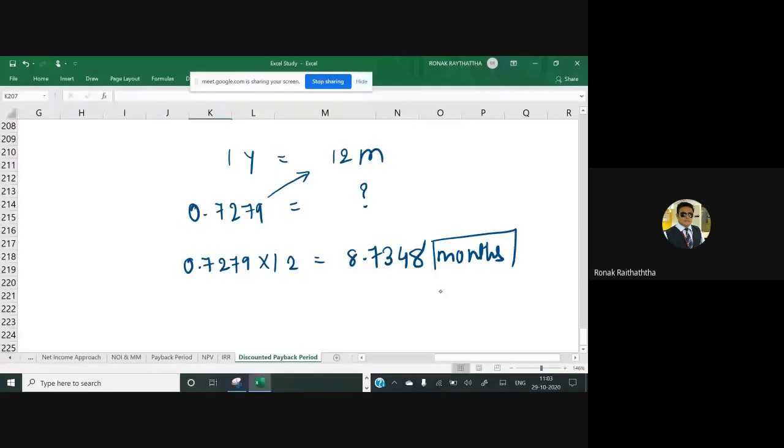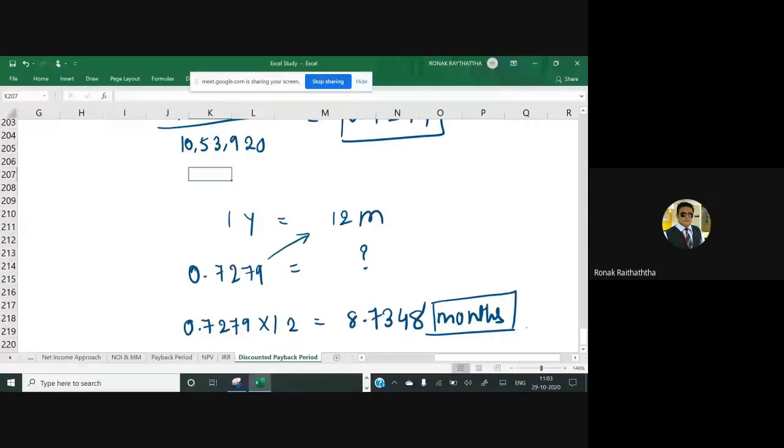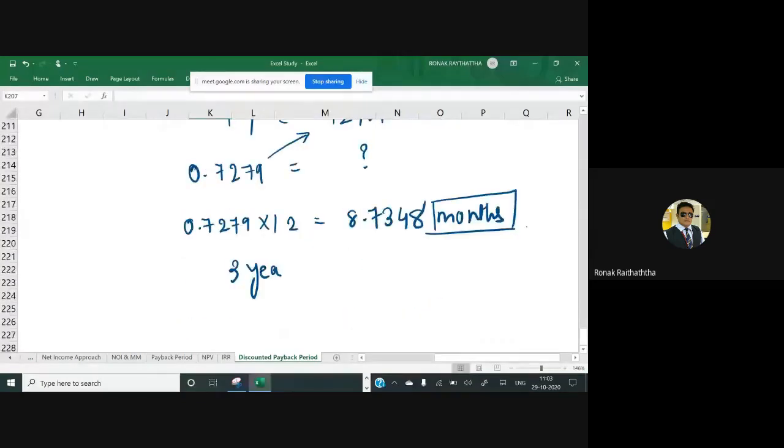So sir, it is something which is more than 3 years. So what is that something? 3 years plus 8.7348 months. Now if you say to someone that I would give you the money back in 8.73 years, he would again be like, are you crazy? What does 8.73 mean?